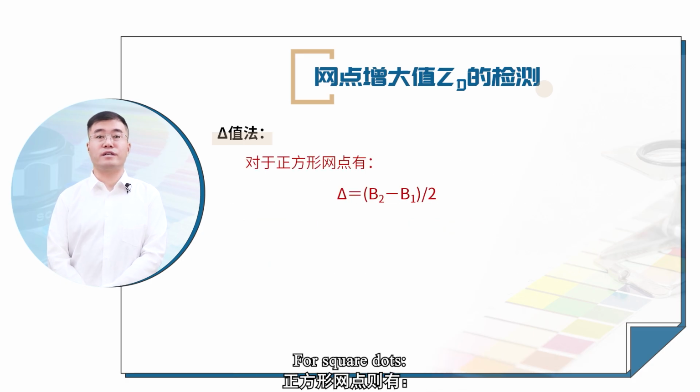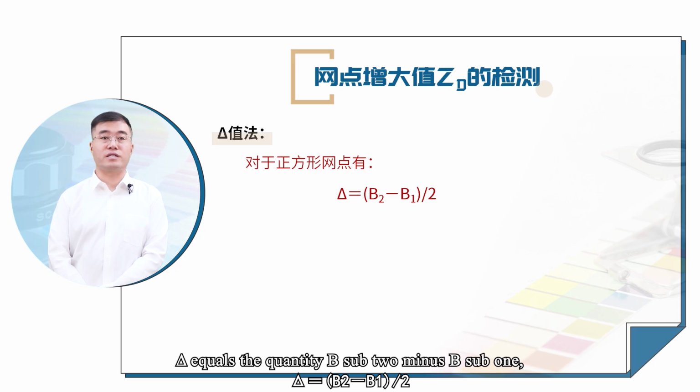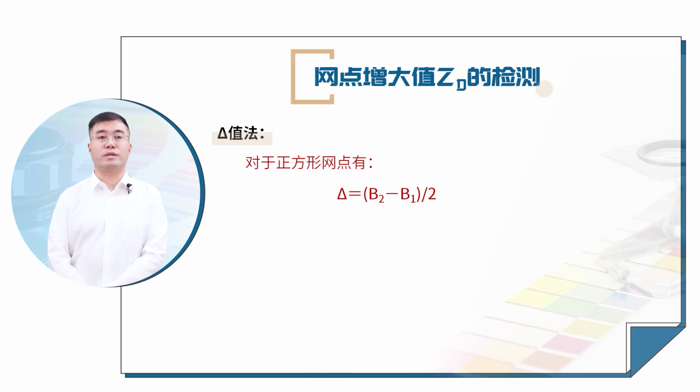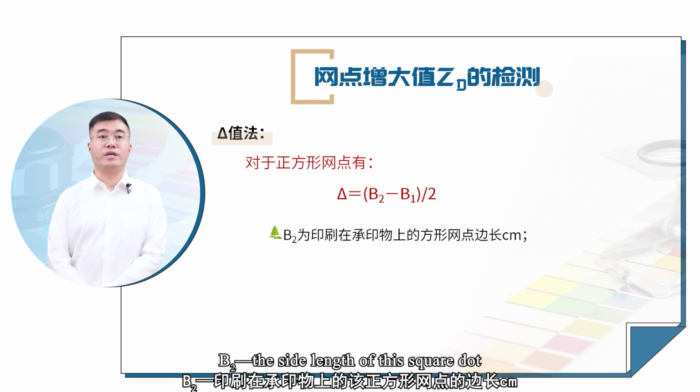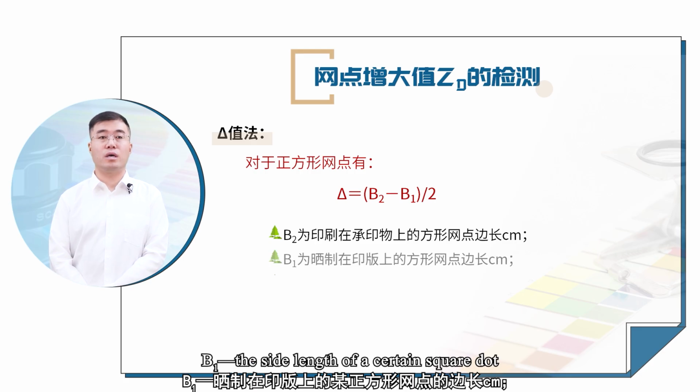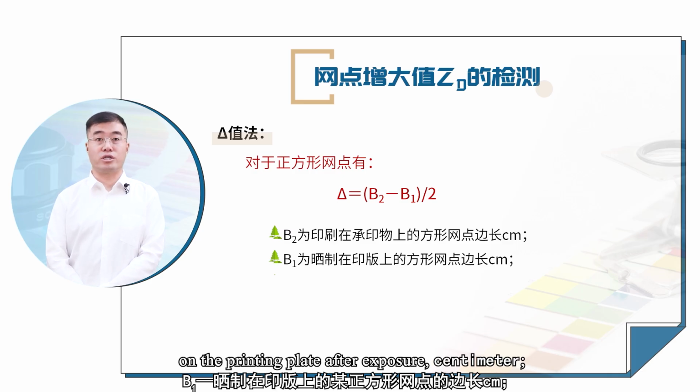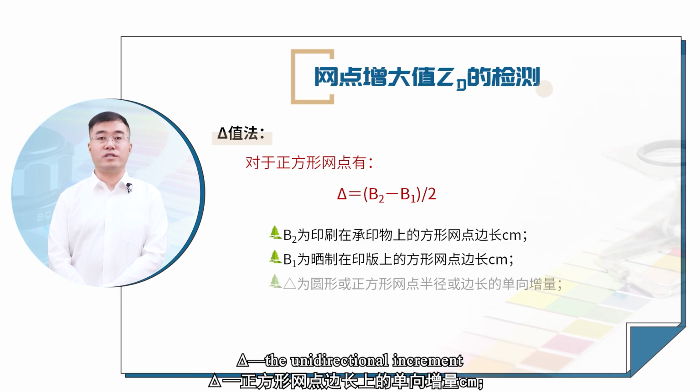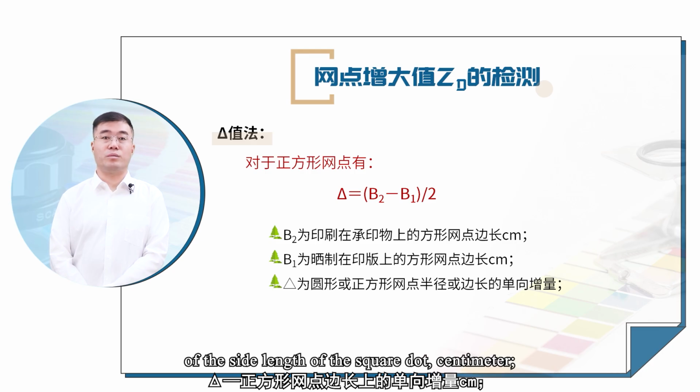For square dots, delta equals the quantity b sub 2 minus b sub 1, all divided by 2. In the formula, b sub 2, the side length of this square dot on the substrate after printing, centimeters. b sub 1, the side length of a certain square dot on the printing plate after exposure, centimeters. Delta, the unidirectional increment of the side length of the square dot, centimeter.